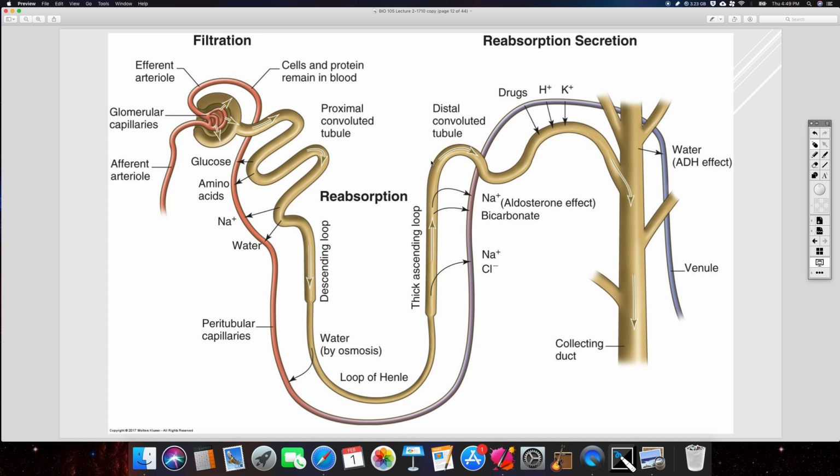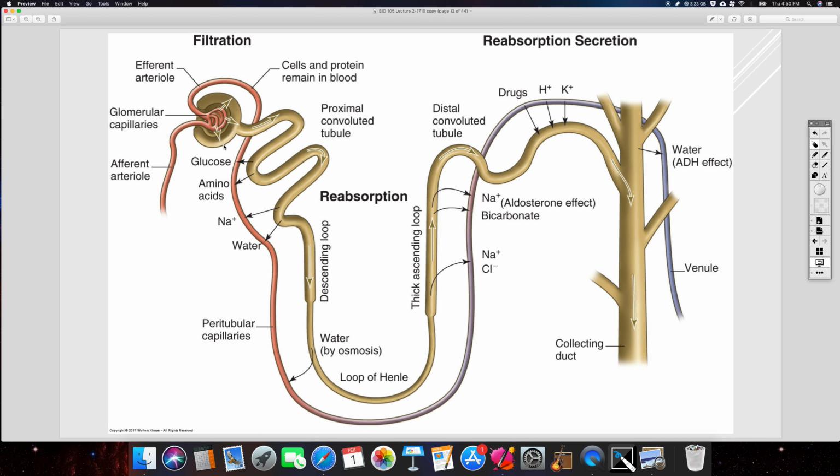Okay, so this is a slide that I added. We didn't have this in class, so you don't need to worry about it as far as test purposes right now. But I just wanted to point out a couple of points with the functional unit of the kidney, which is called the nephron. Okay, so the nephron has two main parts.